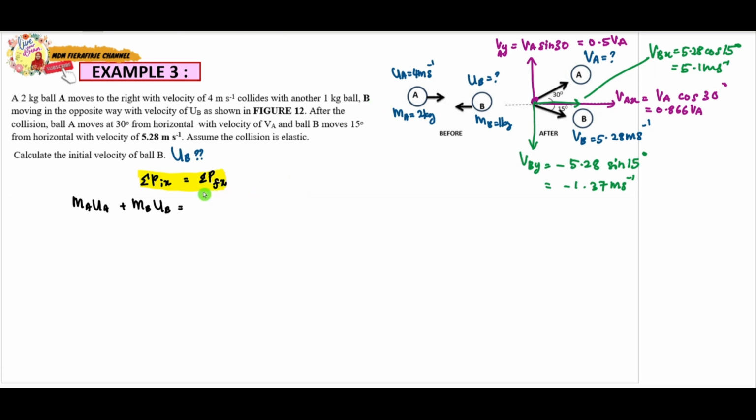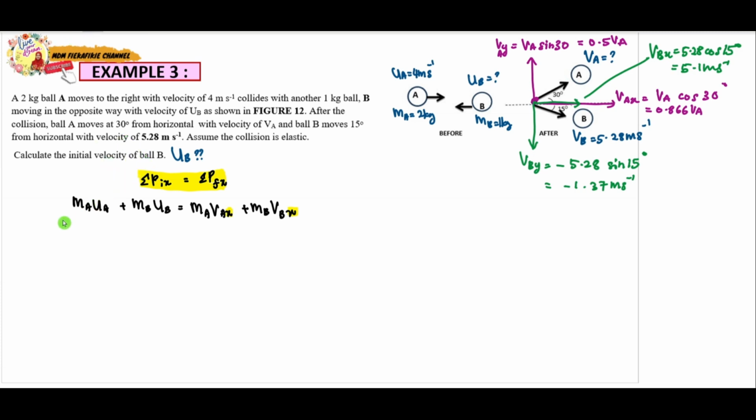Okay, so final momentum in X component kita ada MA VAX. Saya suka tulis yang kecil ini, so saya tahu ini merujuk kepada X component. Okay, plus MB VBX. Same goes to this one. Okay, so now we can substitute all the values yang kita dah ada.